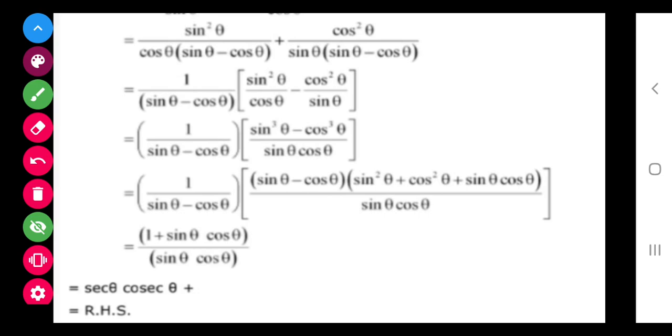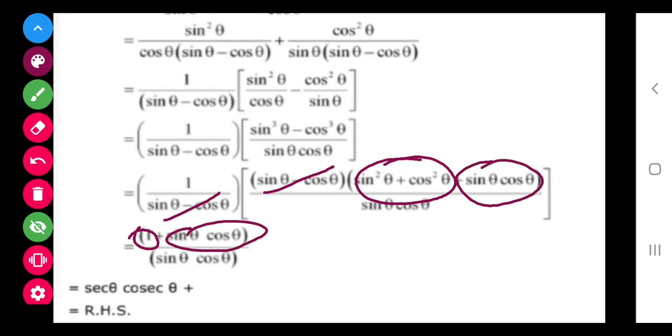Now, factorization works a lot in trigonometry. The a cube minus b cube formula is applied here. Now this and this will be cancelled. This can be written as 1, sine theta cos theta as it is and sine theta cos theta as it is.